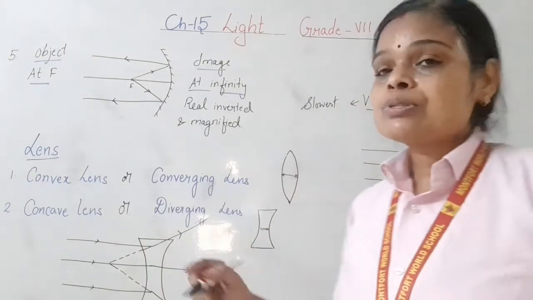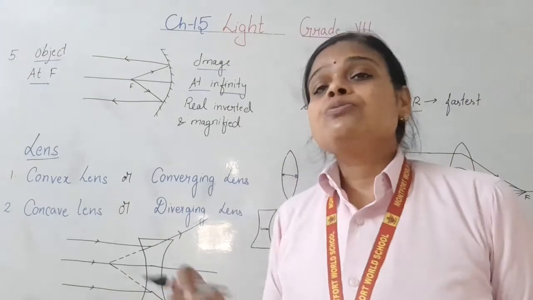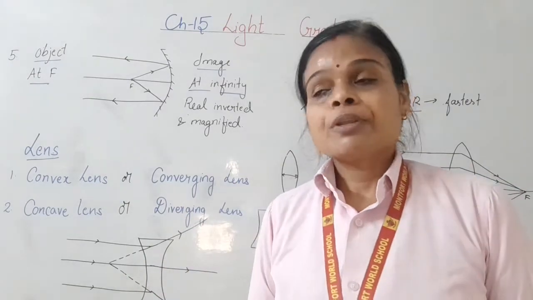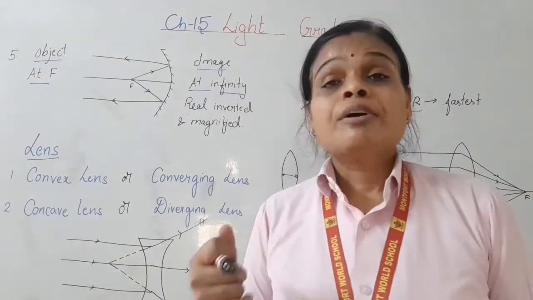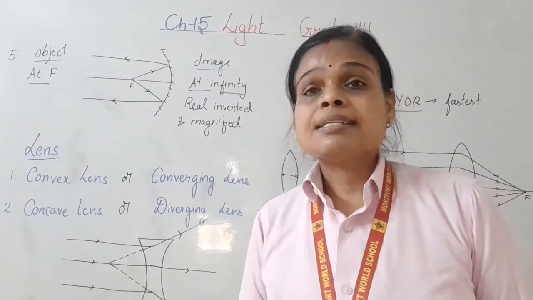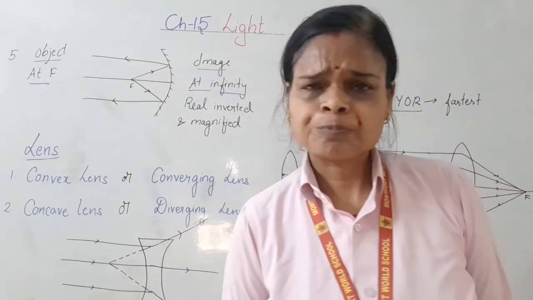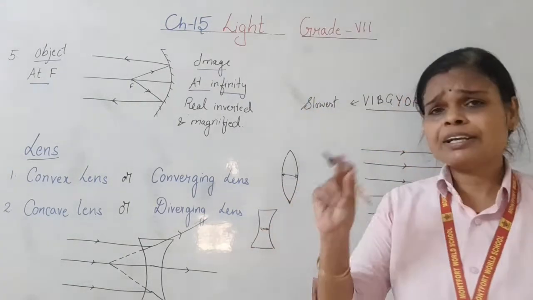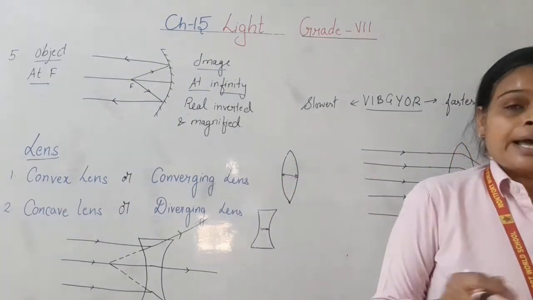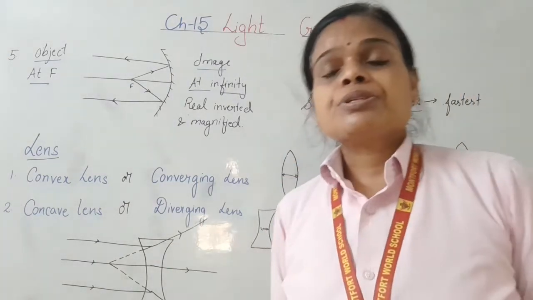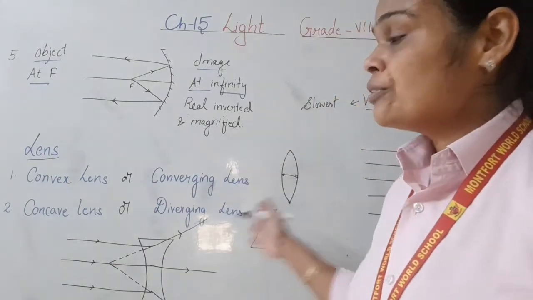So what are the uses of these lenses? The best example is that we use these lenses in spectacles, and as a magnifying lens. You people have magnifying lenses at your homes. If you touch the magnifying lens, it is thicker at the middle and thinner at the edges. Lenses are also used in cameras, telescopes and microscopes.